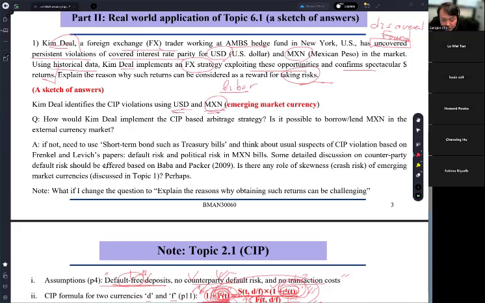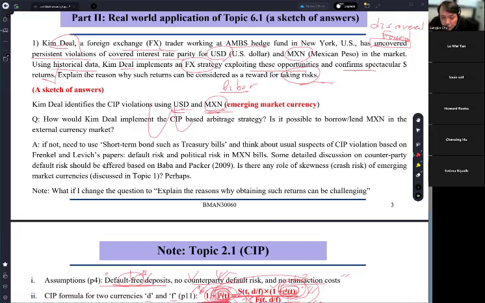And also you could mention that during certain periods, you have to worry about counterparty default risk. Because of that, you may have to ask for a premium. So why can earning some money from exploiting the CIP violations be regarded as the risk premium? Because of the default risk and because of the counterparty default risk, right? So that's the answer for this one.